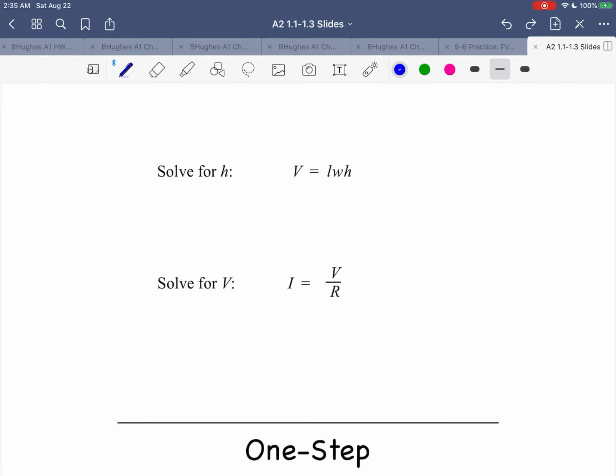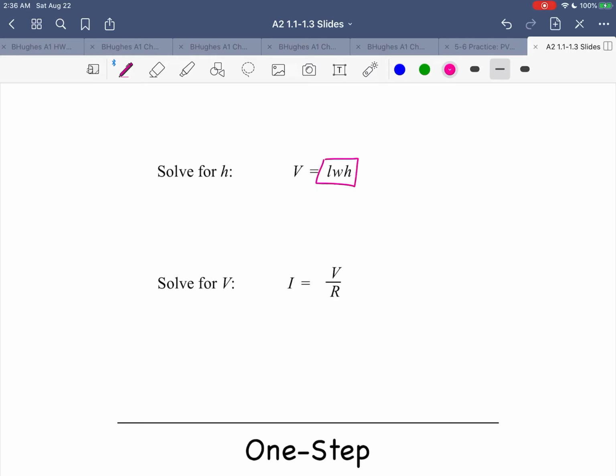So we're going to begin with some easier ones. We're going to do some one-step ones first. A lot of times these come from formulas, from geometry, from physics, anything like that. So in these one-step examples, we are going to be asked to solve for a variable other than what it is already solved for. So this one says to solve for h. Right now, it is solved for v. H is on this side.